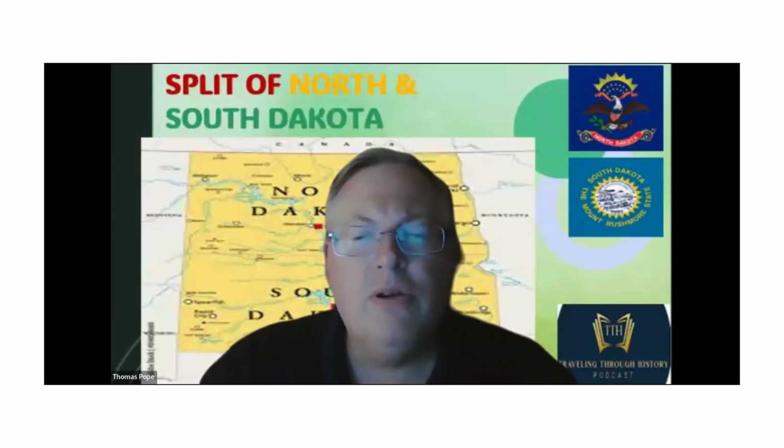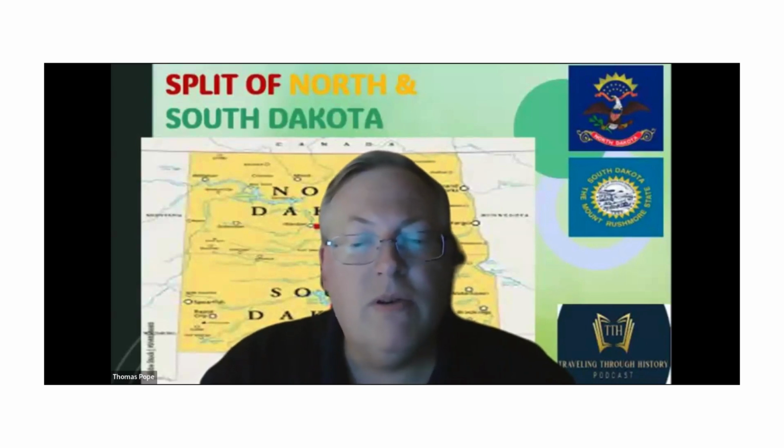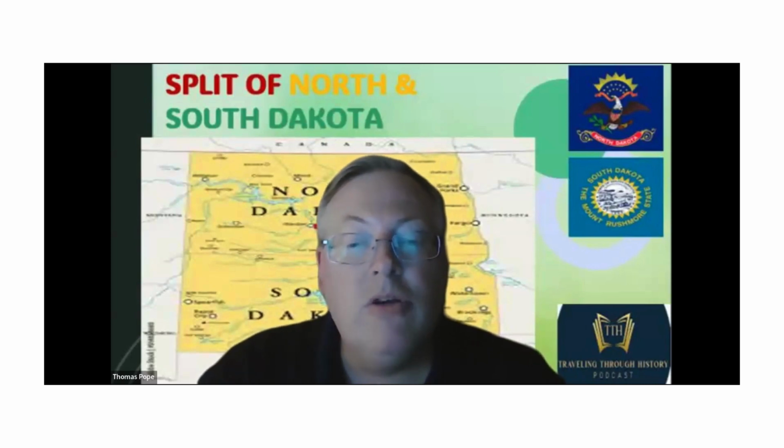This is a follow-up to two previous episodes, one on the split of the Carolinas into two states, and the other on the split of Virginia into two states, West Virginia and Virginia. So this is the third part of this series. Tonight we're going to be talking about the split of North and South Dakota, the original Dakota Territory, why this split took place, and why these two became states in the long run. And we'll talk about that.